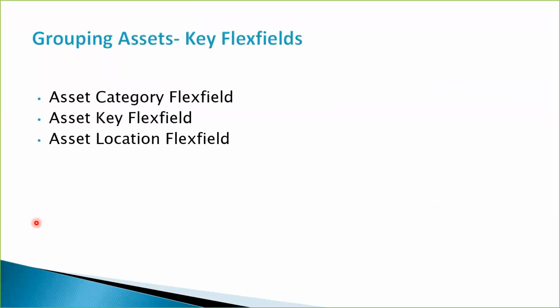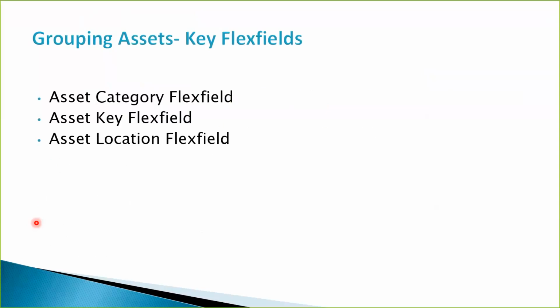So now that we know the various ways of grouping these assets, how do you actually go about it? In order to come up with all these groupings, we have to utilize the Flexfields technology, which we are familiar with from previous modules, all right? General ledger, particularly where we use the accounting Flexfield, all right? So in FA, you have these three key Flexfields: the asset category key Flexfield, the asset key Flexfield, and the asset location Flexfield.